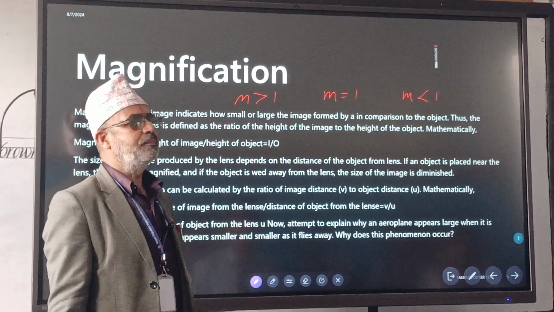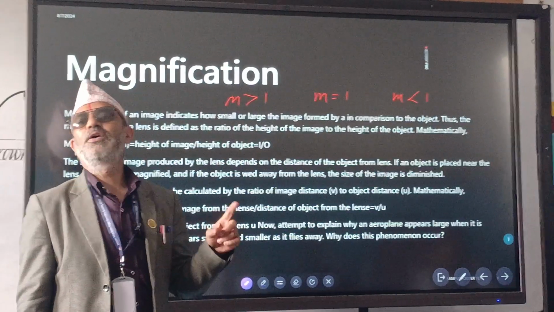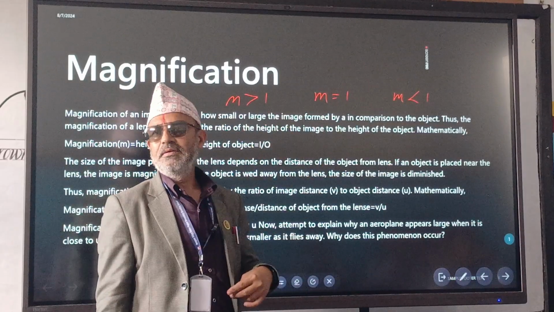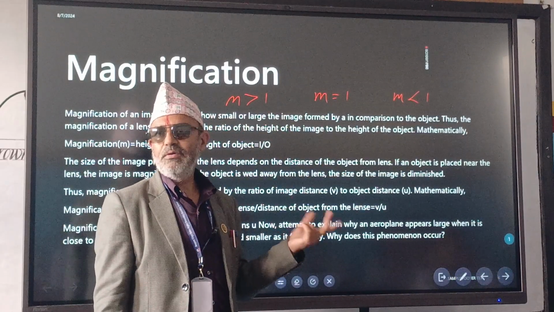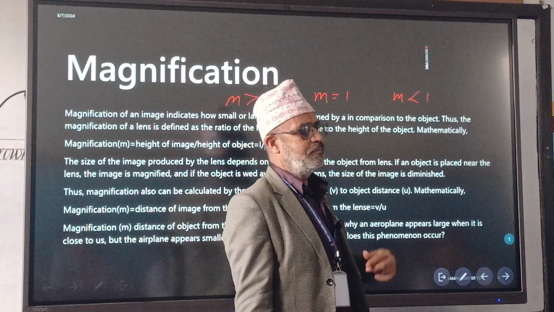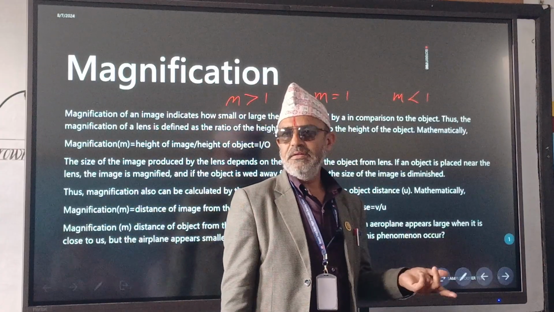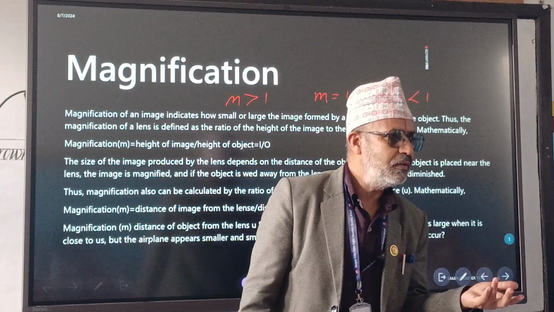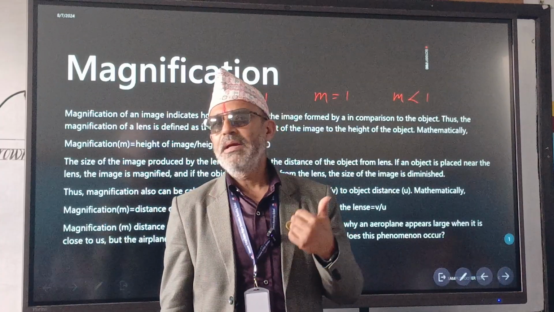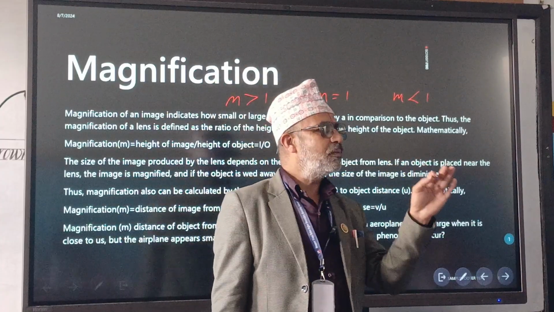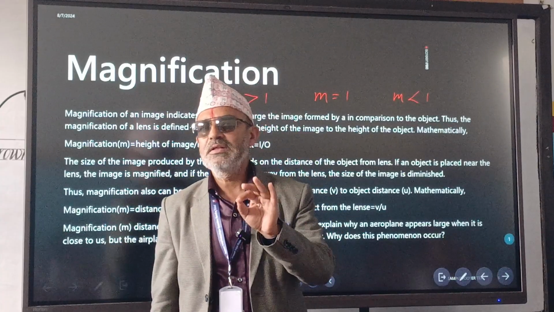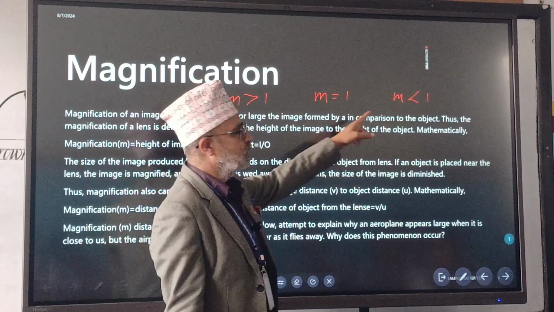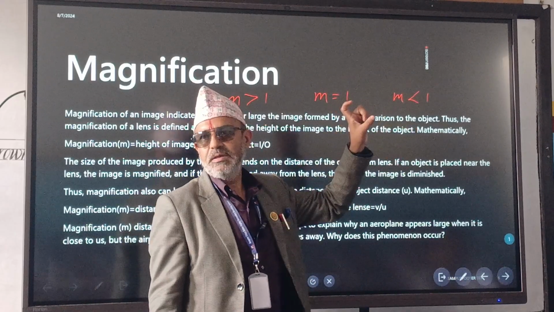Magnification greater than 1. What does it mean? Image is bigger than object. Magnification equals 1. They are of equal size. And magnification less than 1. Image is smaller than object. These things you have to remember. Just that much only. So, in case of a convex lens, there may be magnification greater than 1, less than 1, or equal to 1. But in case of a concave lens, magnification is always less than 1 because of small size images.